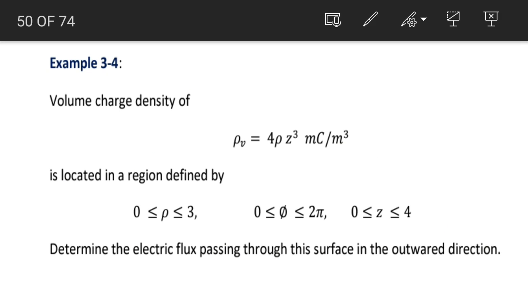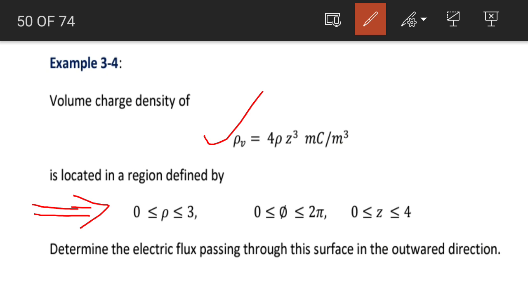We do example number 4. In example number 4, the volume charge density is given in the cylindrical coordinate system, which is 4 rho z cube millicoulomb per cubic meter. And this volume charge density is located in a cylinder. You see, the cylinder is defined by these limits. Radius of the cylinder is 3 because rho is changing from 0 to 3. Phi is changing from 0 to 2 pi, and the length of the cylinder is 4 meter because z is changing from 0 to 4.